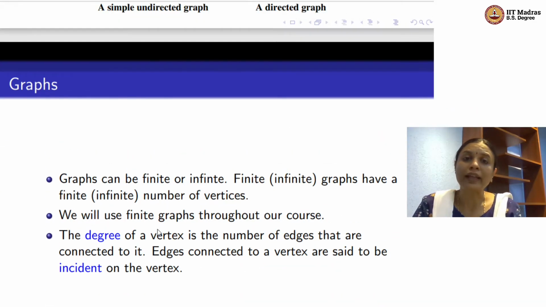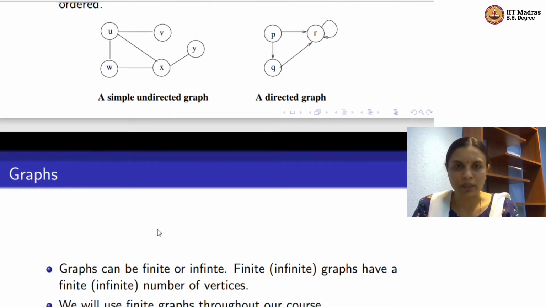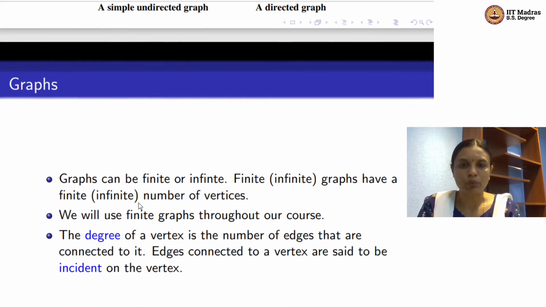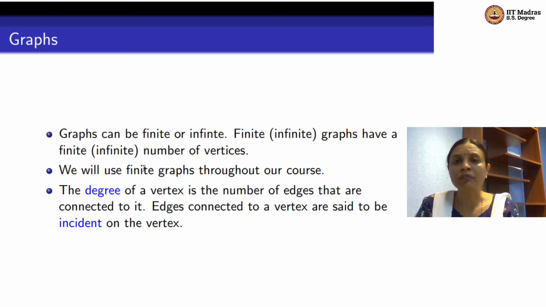Graphs can also be finite or infinite. The graphs that we saw in the previous slide are finite because for finite graphs, the number of vertices should be finite in number. Both have a finite number of vertices. Infinite graphs have an infinite number of vertices. Theoretically, they are useful, but not for the purposes of software testing. So, we will use finite graphs in this course.